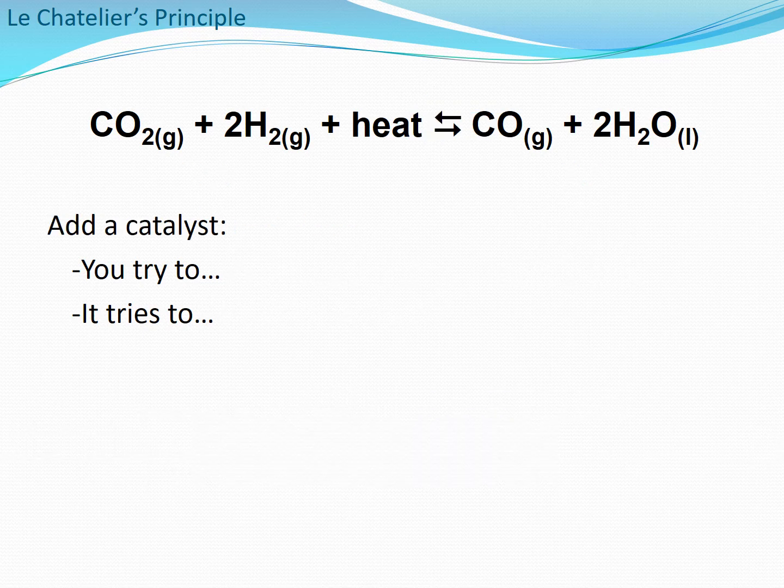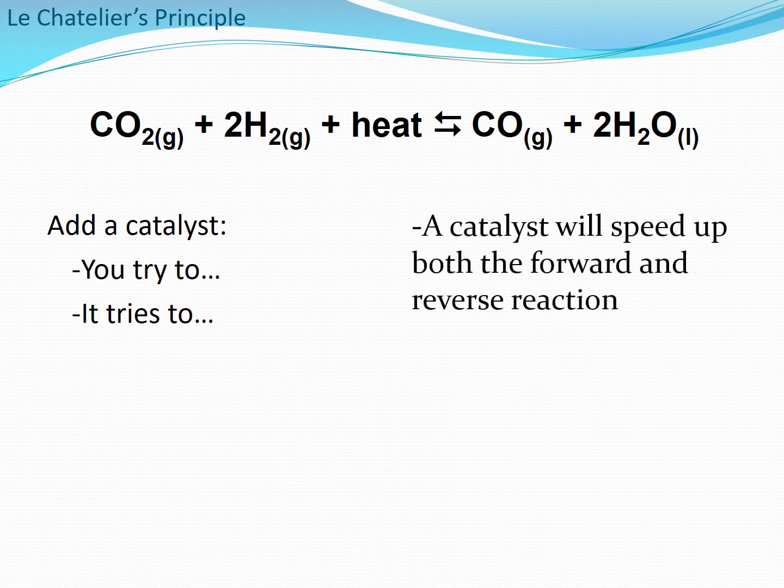So we add a catalyst, and a catalyst speeds up a reaction. And a catalyst will speed up both the forward and reverse reaction. And we said that since it's speeding up the forward and the reverse, well, the exchange just happens quicker, but still an equal exchange, which means there is no shift.